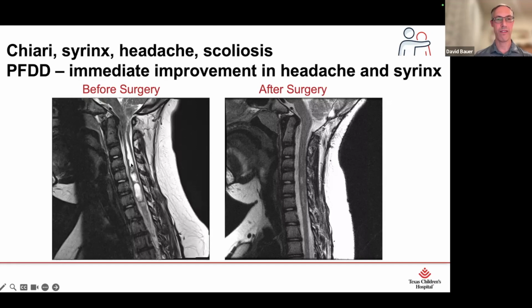You can see fluid in the spinal cord called a syrinx, and after surgery, on the picture on the right, you can see things are much less crowded. So there's room around the cerebellum, the back of the brain, and the fluid in the spinal cord has resolved, has gone away. So that's a successful treatment of Chiari malformation.